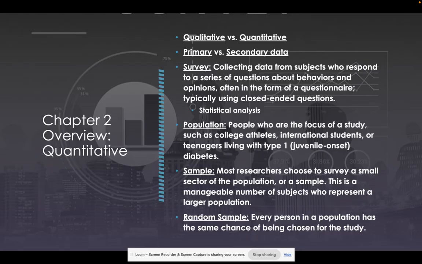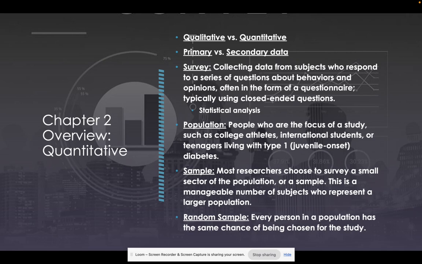Surveys are where you collect data from subjects who respond to a series of questions about behaviors and opinions, often in the form of a questionnaire, typically using close-ended questions. So questions that don't allow for really flowery, open-ended, long-winded responses, because you want to sort of standardize the responses so that you can do statistical analysis. Again, this most likely is what is happening when folks are doing quantitative research.